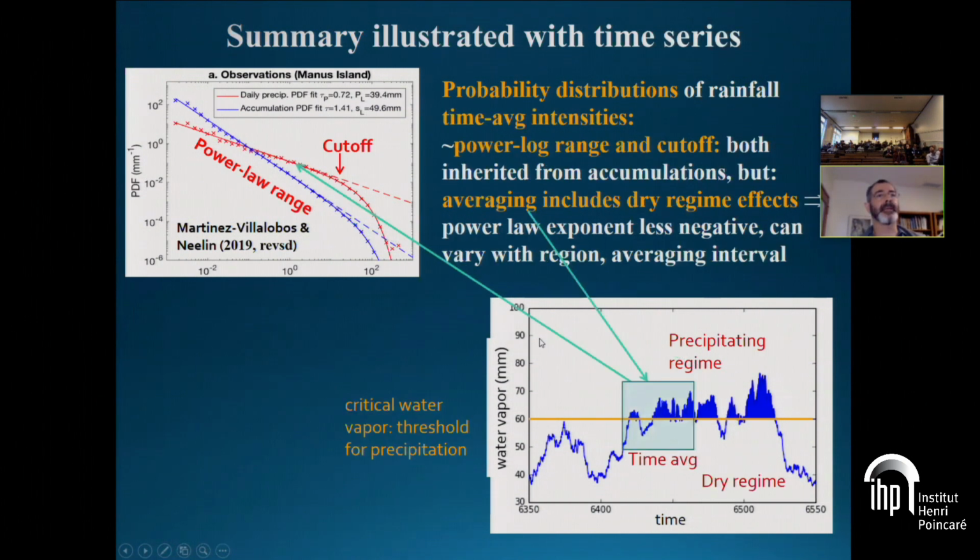When you do a time average, you're simply taking a number of these events and adding them up together. You reduce the probability of a small amount in that averaging window and increase the probability of a large event in this range here, but the cutoff has the same physics and is inherited from what we had in the accumulations.